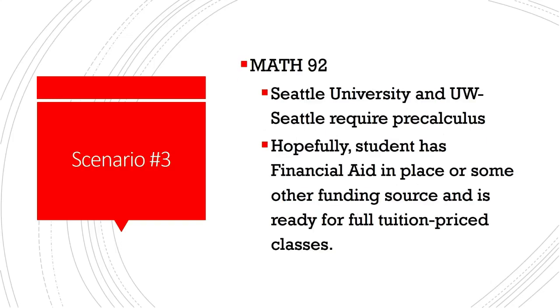So even though they're nursing, and most nursing students take Math 146, Seattle University and University of Washington require students to do pre-calc. It's just a requirement. So for those particular students, you'll want to get them into their calc series pathway. So Math 92 would be appropriate for them.